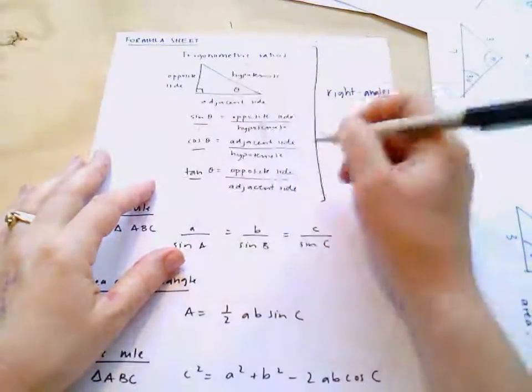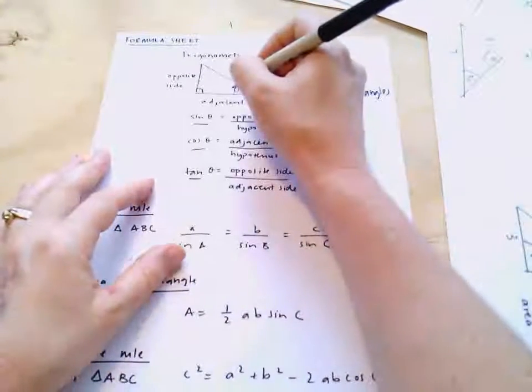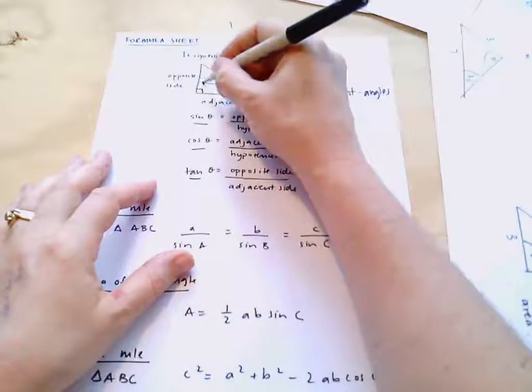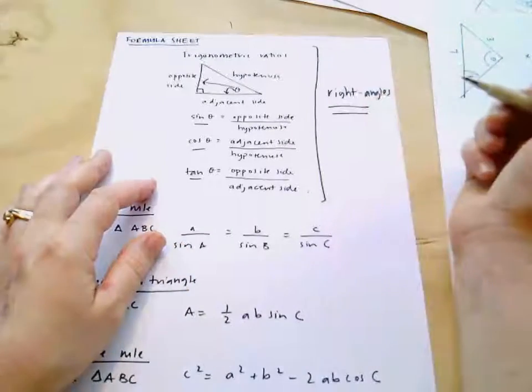You can see sine, cos, tan, opposite over hypotenuse. You might want to draw on here just a reminder for yourself. This is adjacent because it's next to the angle. This is opposite because it's opposite the angle. So these ones are for right angle triangles.